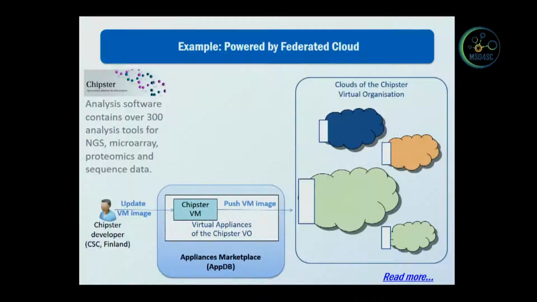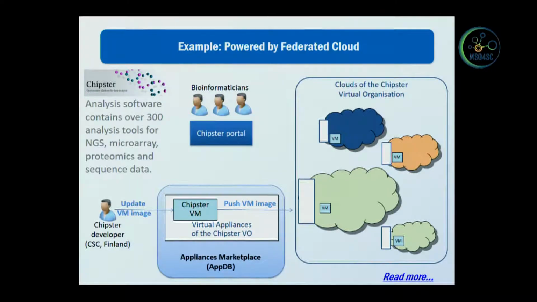And what this application marketplace is capable of is that once a virtual machine image is registered and endorsed by the community, then it replicates the image onto every cloud which is supporting that given community. And from that moment, there is a homogeneous view towards the users, because they can go to any cloud and they will find the same software pre-configured, ready to use.